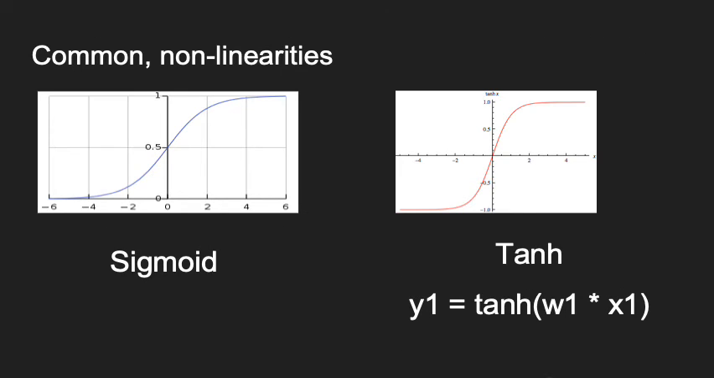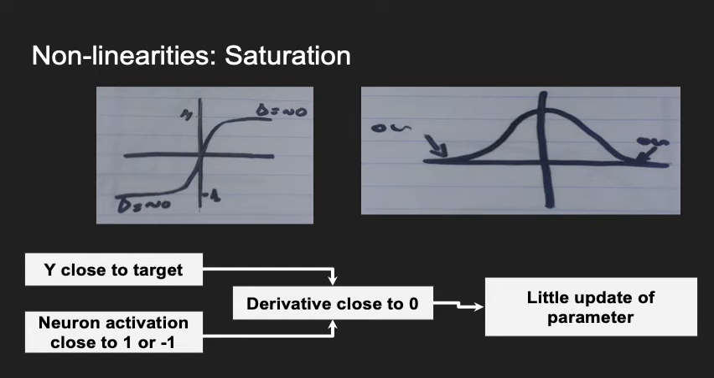Some very common non-linearities that have been historically used a lot: sigmoid here, which goes between 0 and 1, and tanh, which goes between -1 and 1. You can see they have very similar shapes. These are very interesting and have been used a lot, but they also have a very big problem, and that problem is called saturation.